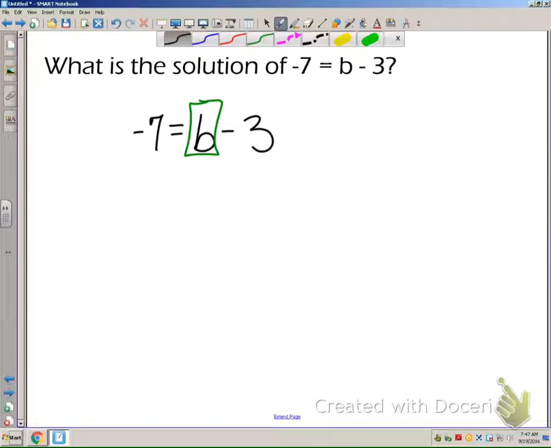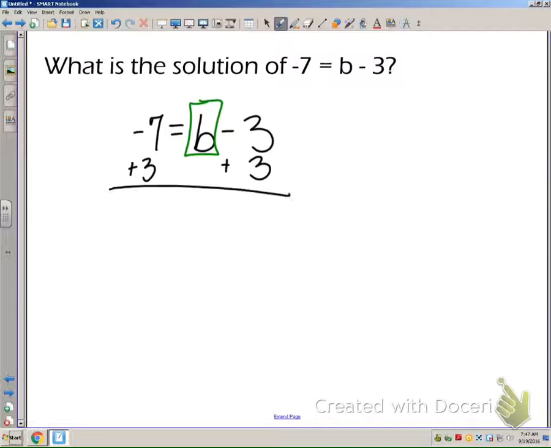Think of inverse operation. The inverse of subtraction we know is addition. The addition property of equality says if I add it to one side of the equal sign, I must also add it to the other side of the equal sign. So minus 3 plus 3 is gone.